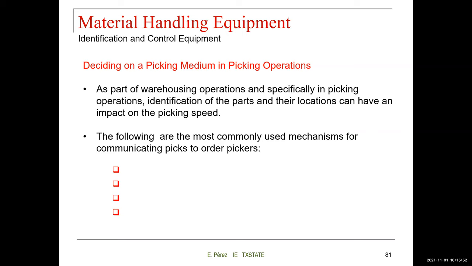So as part of warehousing operation, specifically in picking operations, identification of the parts and their locations can have an impact on the picking speed. For example, if you go to the warehouse for HEB here in San Marcos, you'll see a lot of operators in forklifts picking products for different stores in Central Texas. HEB San Marcos will make an order, and this operator will put together a pallet with all the products that are needed in San Marcos. And this other operator will put together a pallet for products that are needed in Kyle, and so on.